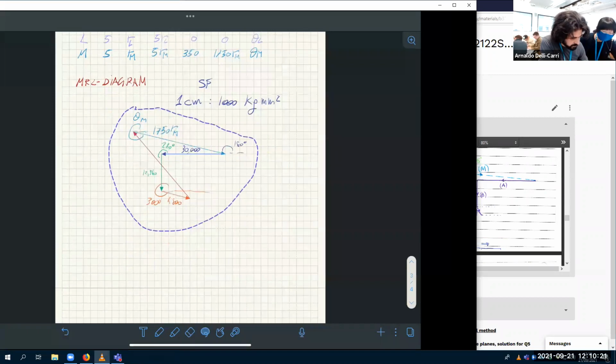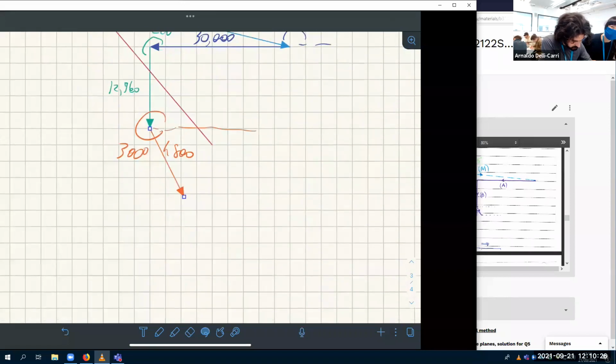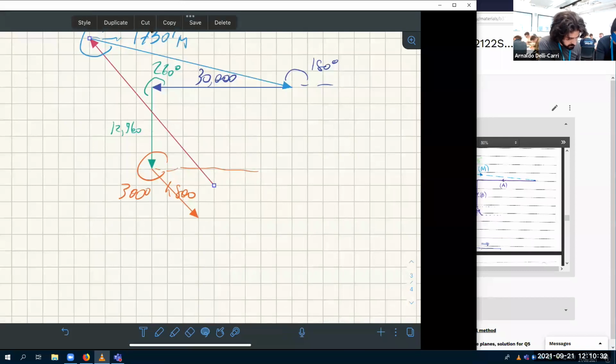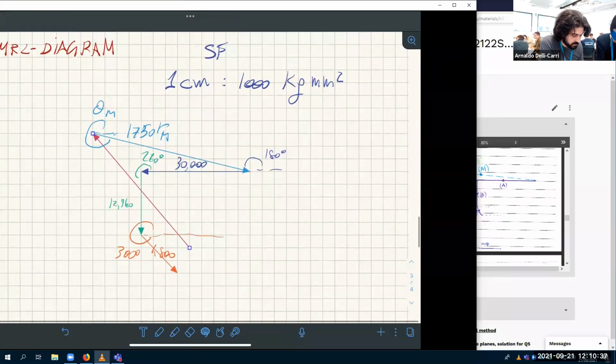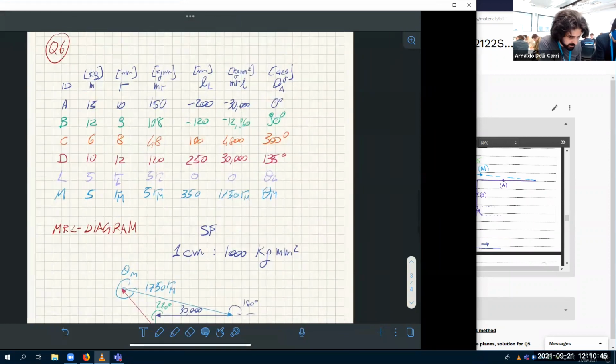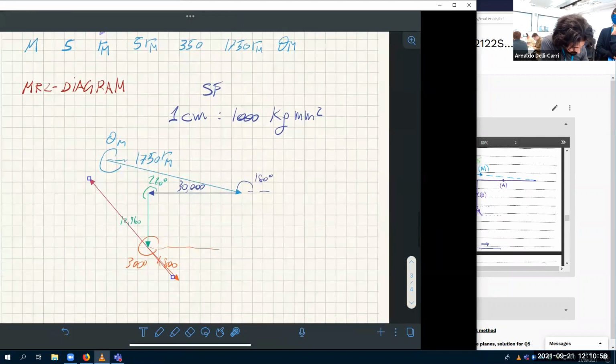You have only 5 turns. You should have 6 turns. 1, 2, 3, 4. Did I miss one? 6 vectors. It's 1, 2, 3, 4. No, it should be 5 because this is 0. Oh, okay. This is the MRL diagram. So we're looking at this. Oh, okay. So this is 0. Okay. So the next one has got 6. So this goes here.